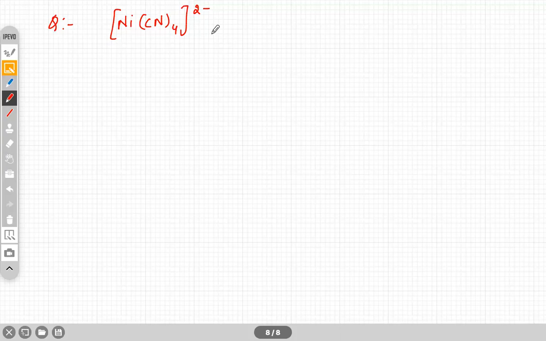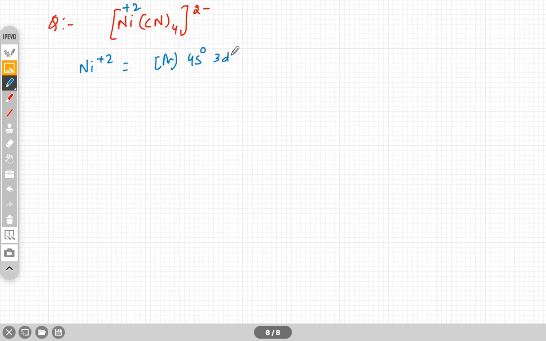Is it DSP2 you are getting? Yeah, it is DSP2. It's not SP3. Yes, because here the oxidation state is plus 2. So whatever you have done in the previous case, that is applicable here. Right? So if I write down the electronic configuration of Ni2 plus, it is argon 4s0 and 3d8. So the orbital diagram is this.